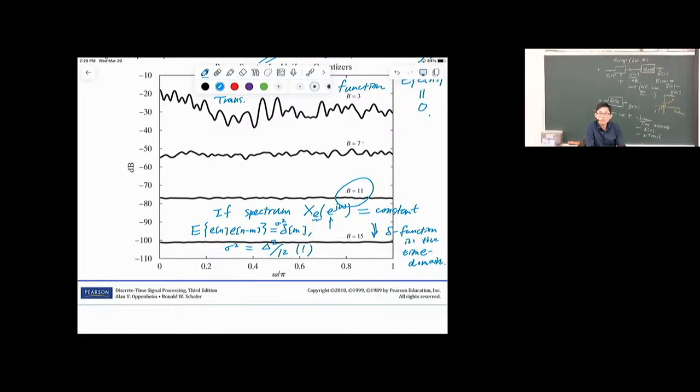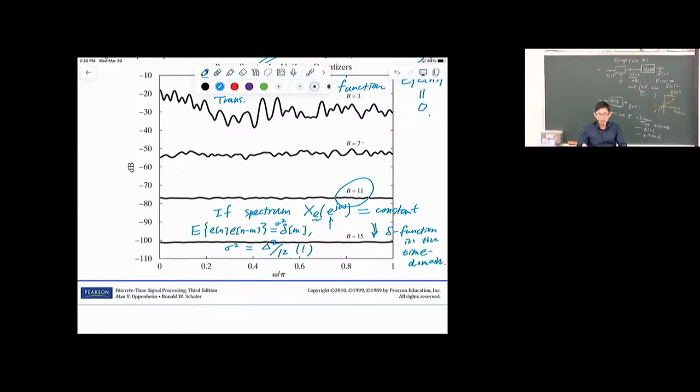Every sample is uncorrelated to the next sample. That is what is implied by a flat spectrum. A flat power spectrum implies that every sample is uncorrelated to the next sample. That's what it means for noise to be white. Okay?